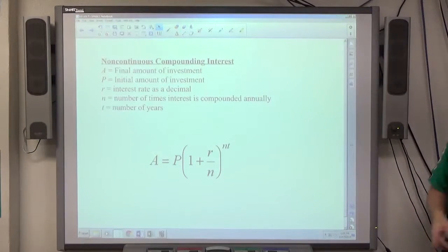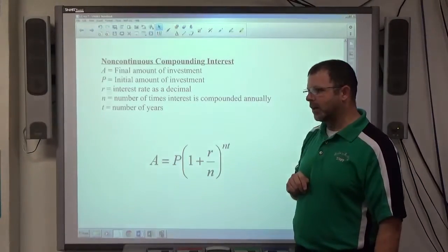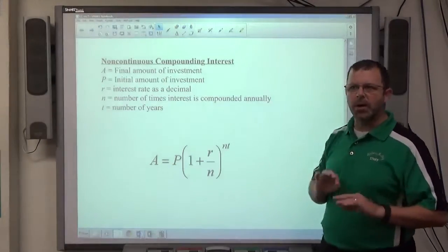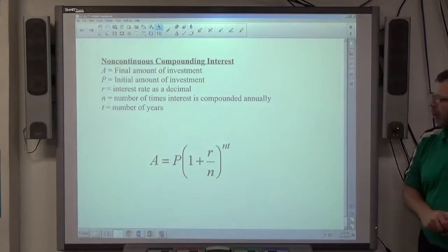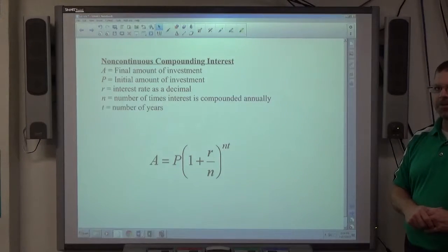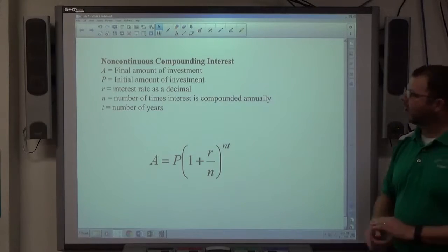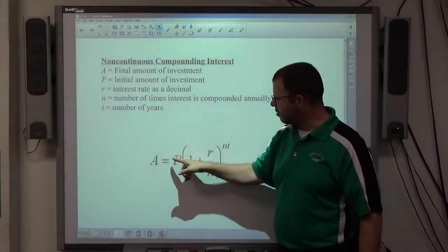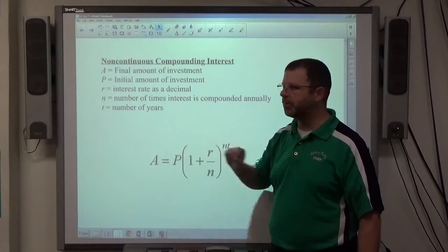And the formula is right here. A equals P times 1 plus R over N to the NT power. As always, when we're going to use any kind of formula, it's very important that we understand what all the variables represent. So there are 5 variables in this formula. All those variables have meaning. A is the final amount of the investment, P is the initial amount of investment, that's how much money you start off with, and A is how much money you end up with.